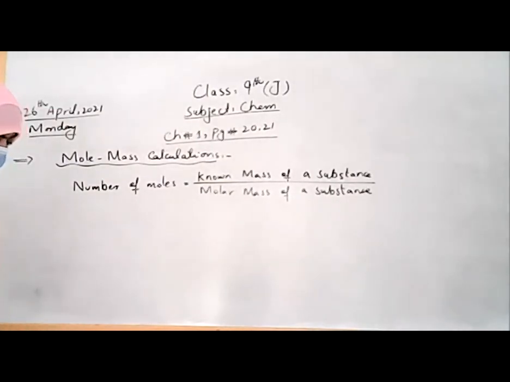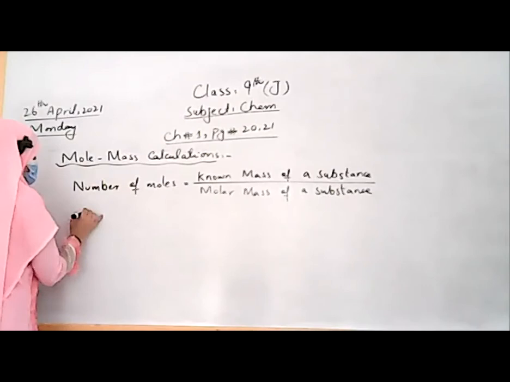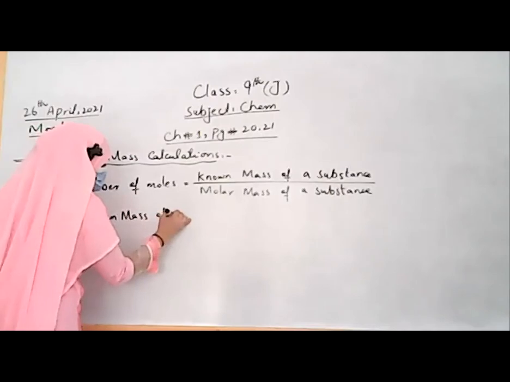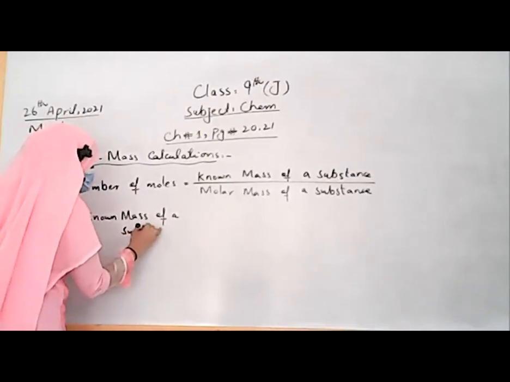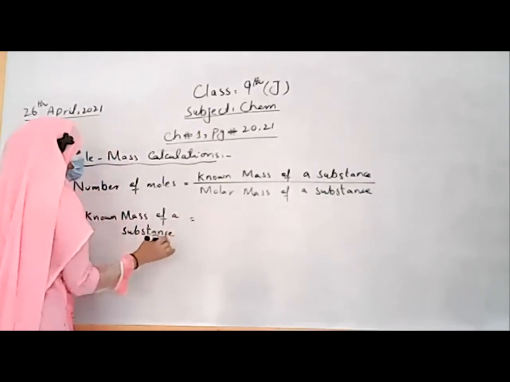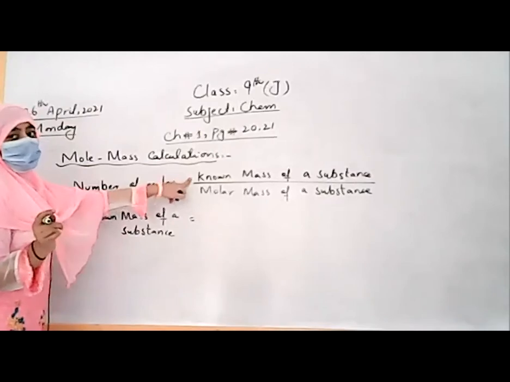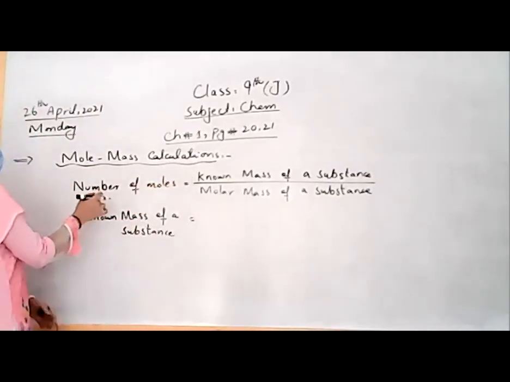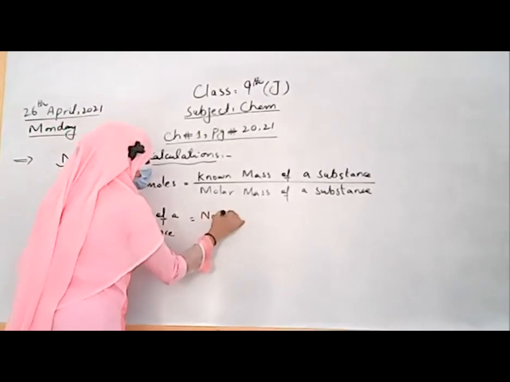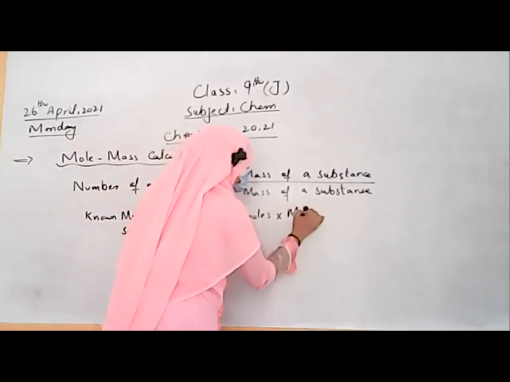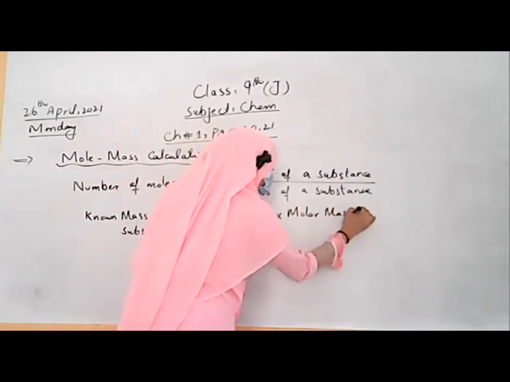Now the next one is by rearranging this formula: given mass of a substance is equal to number of moles multiplied by molar mass of a substance. If we have to find the given mass of a substance, then the number of moles is multiplied by molar mass of a substance.